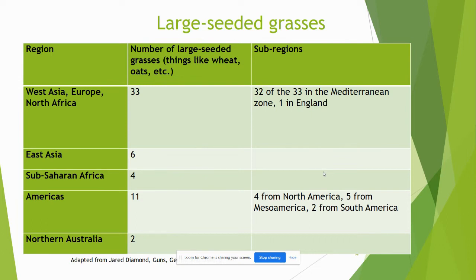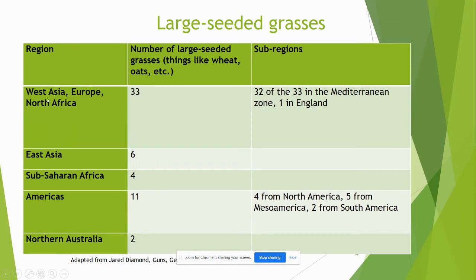Geographic luck, again, also refers to the ability to grow crops. Having access to large seeded grasses like wheat and barley is going to be very important, as these are the main crops that the early settlers were growing in these river valley civilizations. You can see here I have listed the regions for you. You'll just need to add those to your notes.